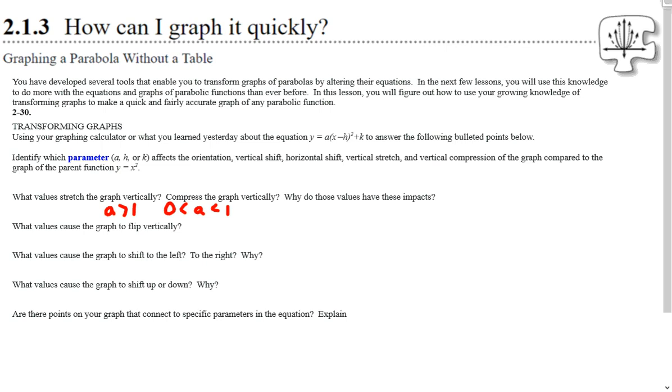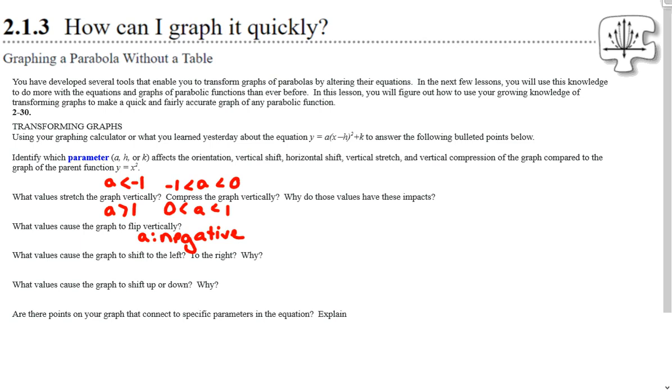And why do these values have an impact? It's because we're multiplying the values. So that's what's dealing with our multiplication and our vertical stretch and compression. When we look at flipping it vertically, then a is negative. Okay, so then here, a is greater than negative 1 but less than 0, and here a is less than negative 1. So when our a is negative, these will be flipped, they're reflected over the x-axis. And again, if it's vertically stretched, it is greater than 1 or less than negative 1. If it's compressed, it's between negative 1 and 1, technically not being 0.